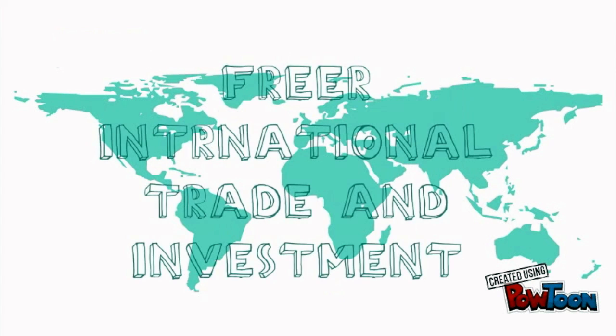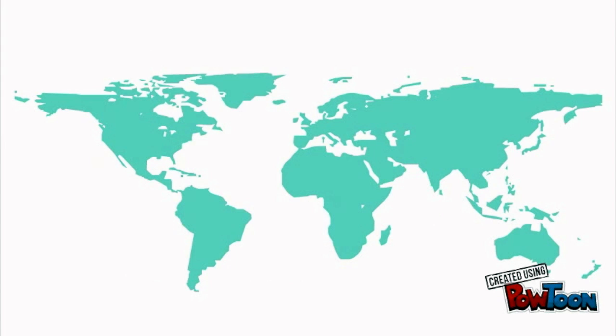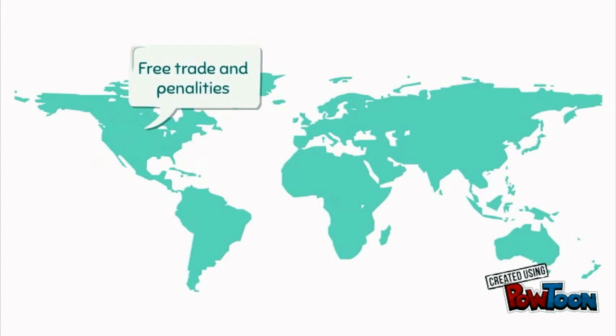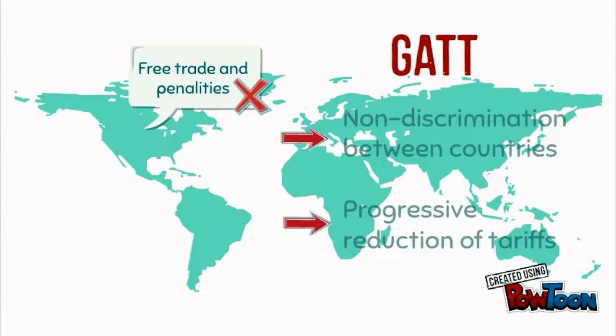As an extension of the Bretton Woods system, in 1948 the General Agreement on Tariffs and Trade was created to promote freer international trade and investment. Many countries resisted US intentions to achieve binding agreements towards free trade and imposition of penalties for non-conforming countries, but after long negotiations, the GATT established rules to encourage non-discrimination between countries and the progressive reduction of tariffs over time.